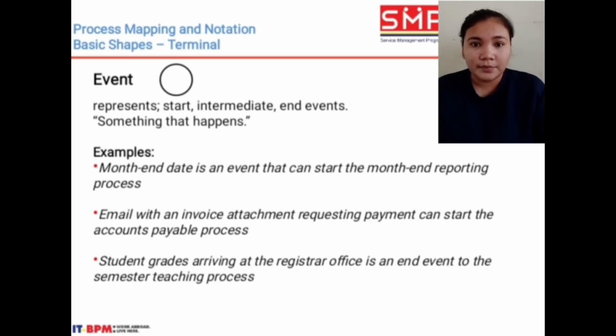Event in process mapping and notation, often using the standard called BPMN, Business Process Model and Notation. The simple shape: an event is shown as a circle, meaning it represents something that happens. Events are the things that start, interrupt, or finish a business process. They don't represent the work being done, they represent the trigger or the result of the work.